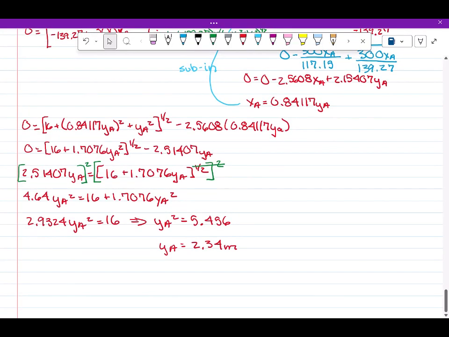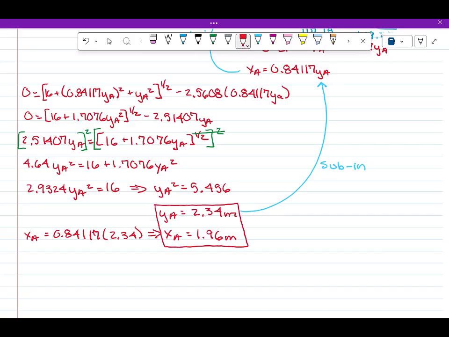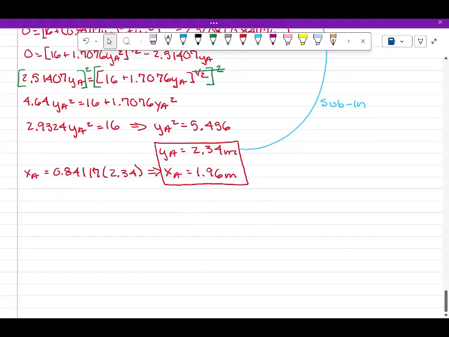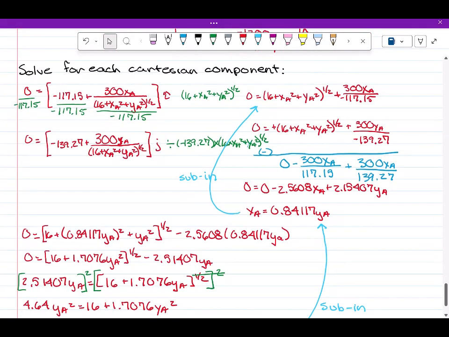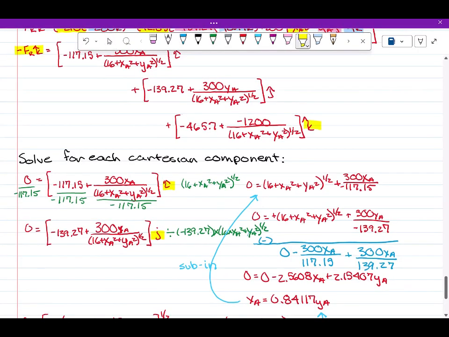And ya equals 2.34. Now I can take that 2.34 and substitute that back into my previous equation that had xa in terms of ya. Therefore, xa is equal to 0.84117 times 2.34 meters, or 1.96 meters. Notice that there's no i or j component associated with the magnitude of FR. Instead, all of the magnitude of FR is associated with the k component only.